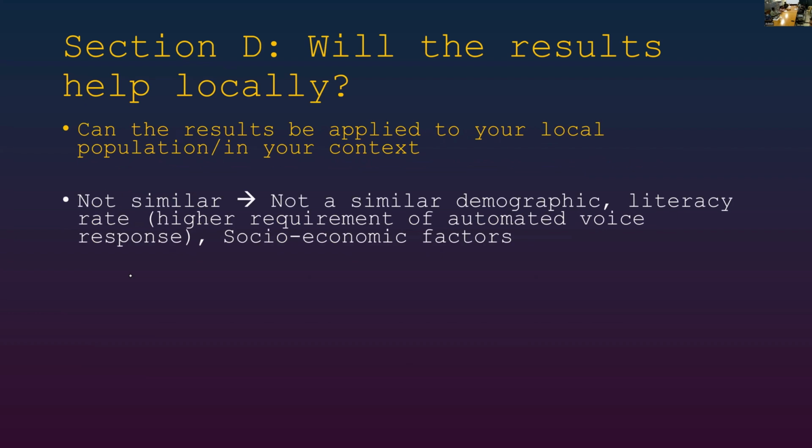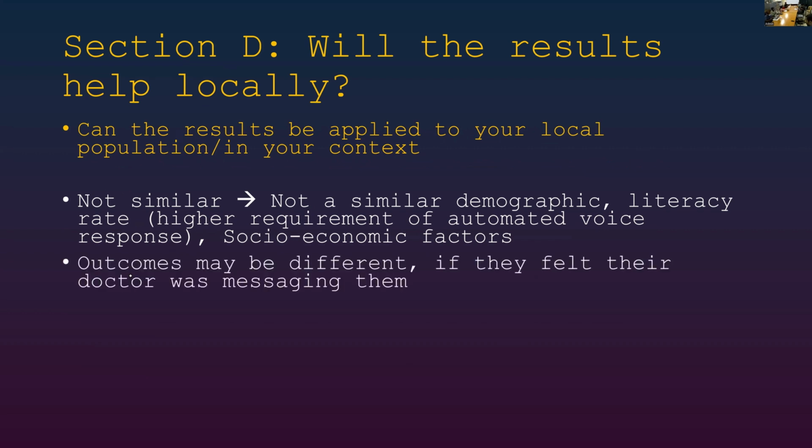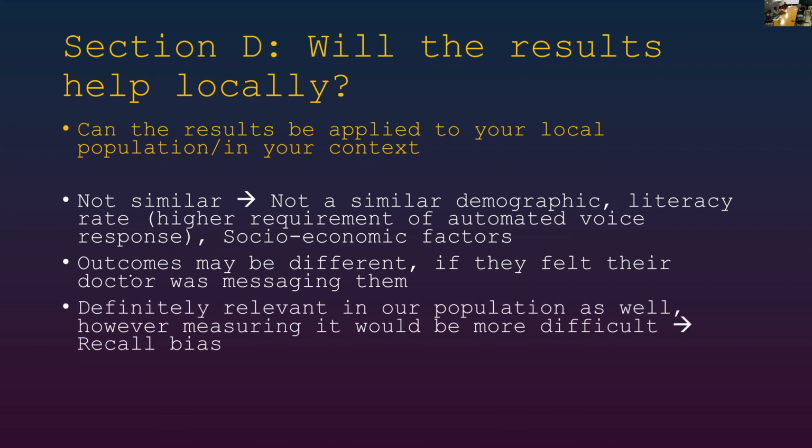And can the results be applied to your local population? It's not clearly similar to our population. It's not a similar demographic. Literacy rate may definitely be different. Probably our patients may not be reading their messages. Probably they need automated voice response. Socioeconomic status is something they need to consider. Outcomes may clearly be different. Our patients may respond better if they felt the doctor was messaging them, or if they had back and forth feedback, bi-directional talk.